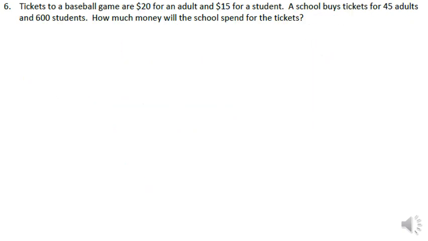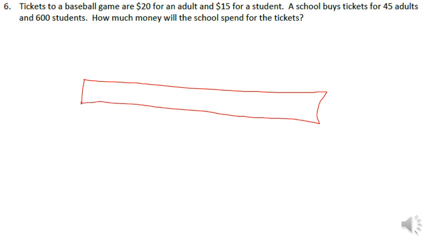The last problem says tickets to a baseball game are $20 for an adult, $15 for a student. A school buys tickets for 45 adults and 600 students. How much money does the school spend for tickets? So I'm going to go ahead and do a tape diagram. The top is the total spent on tickets.